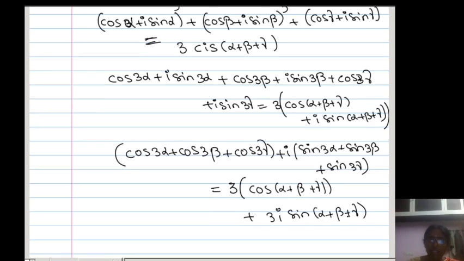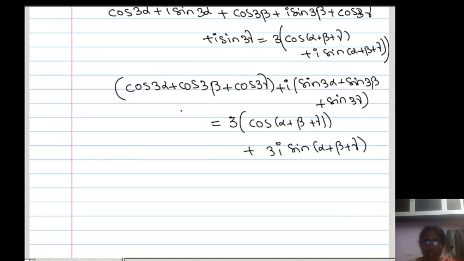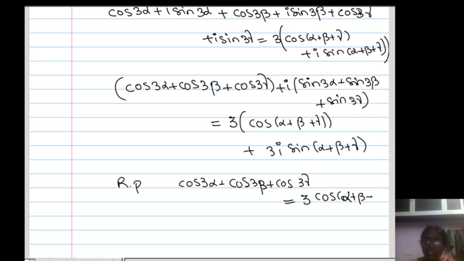Now tell me, two complex numbers are equal if and only if the real part is equal and the imaginary part is equal. What is the real part here? This. What is the imaginary part? This. So comparing on both sides, I can say our conclusion: the real parts are equal. The real part is cos 3 alpha plus cos 3 beta plus cos 3 gamma, which is equal to 3 into cos of alpha plus beta plus gamma.